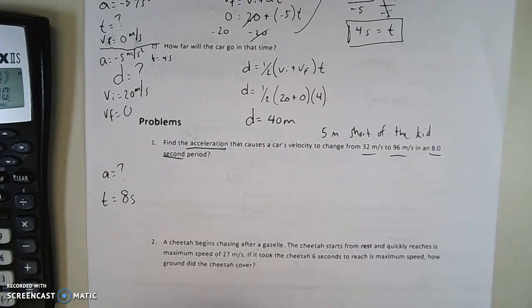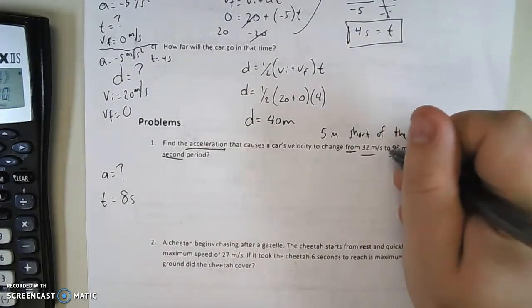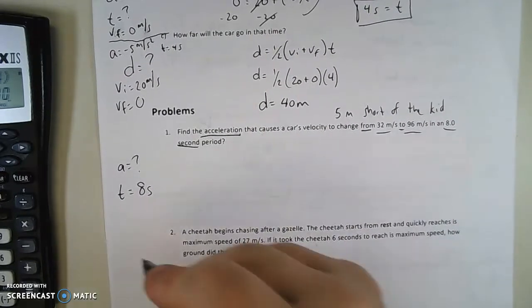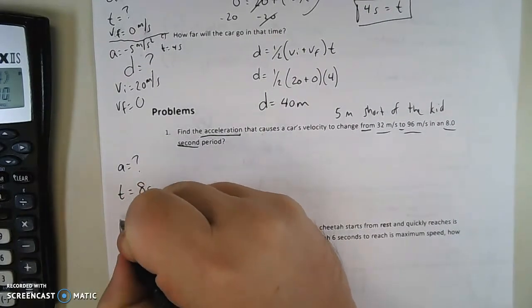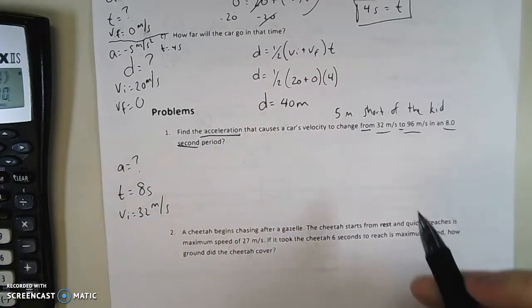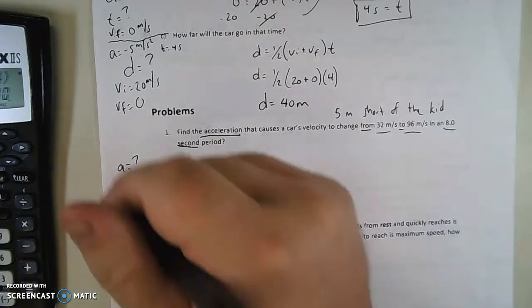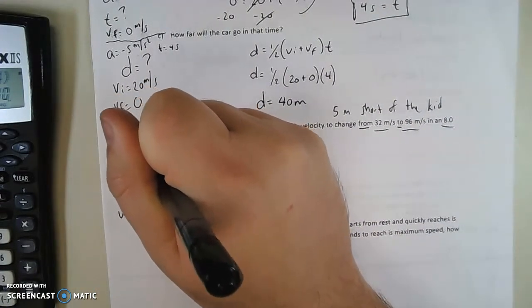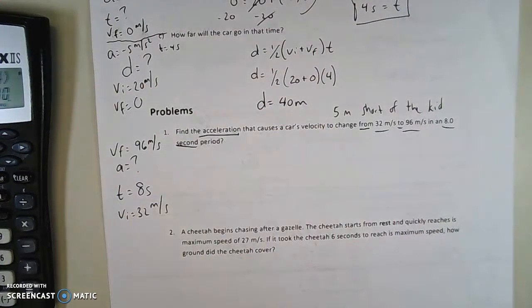So oftentimes you want to look for the from and to words. They can be a good indicator about which one is which. You usually start from that preposition, so our VI will be 32. And when we change to 96 meters per second, that will be our VF. So those are our knowns.